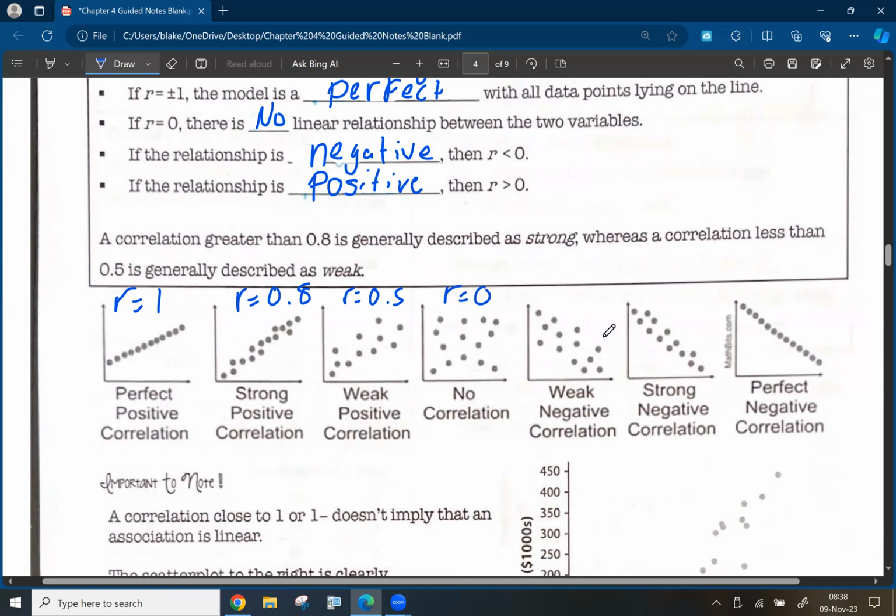Now on this side, it's pretty similar, but they're negatives. A weak negative correlation would be R equal to -0.5, roughly, just an estimate. This one is pretty strong, but again, negative. So this would be like R equals -0.8 or -0.9. And this one is a perfect negative correlation, so R equals -1. The closer to 0 you are, the weaker it is, but the closer you are to 1 or -1, the stronger it is. It just depends whether it's positive or negative, right? Is it increasing or decreasing? That's the only difference there.